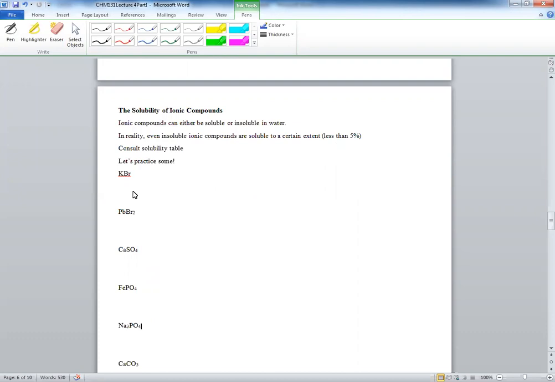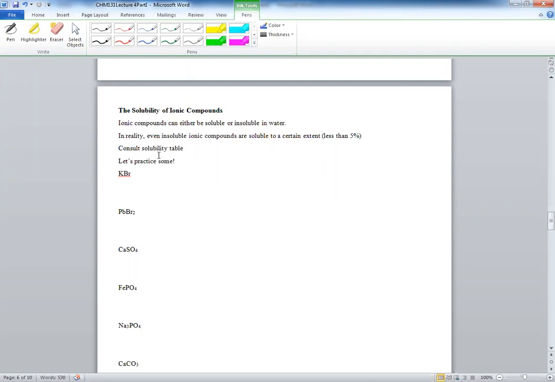So the question, sometimes I'm asked this question, is there anything in between 100% and less than 5%? And the answer is no, at least at this level. So again, we will treat things as insoluble and soluble. Sometimes they can be sparingly soluble.